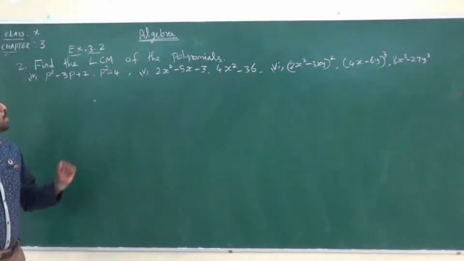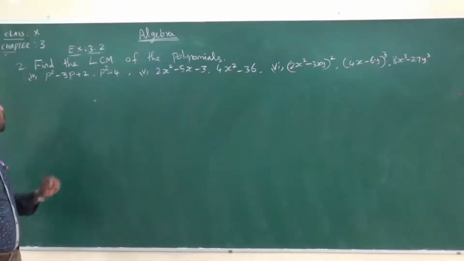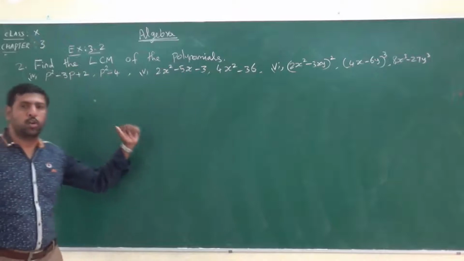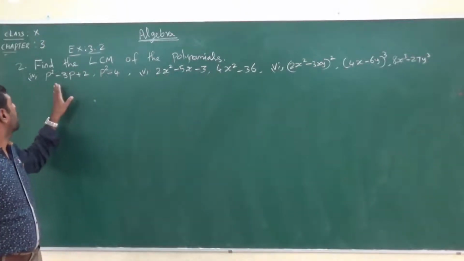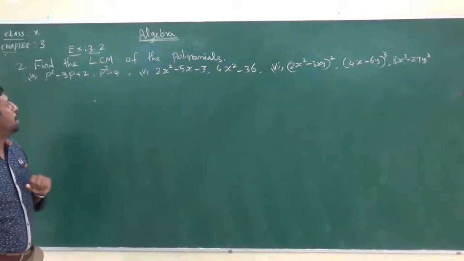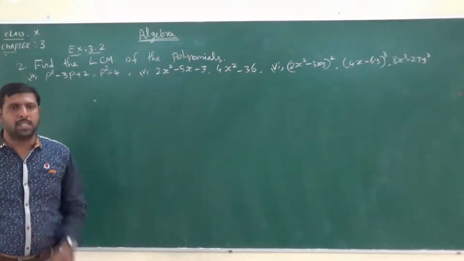Hi students. Next we see exercise number 3.2, question number 2. Find the LCM of the polynomial. Let's see the fourth Roman number: p square minus 3p plus 2 and p square minus 4.